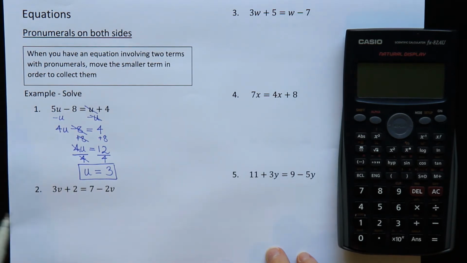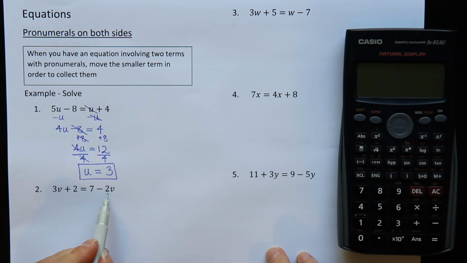Question 2. 3v plus 2 is equal to 7 minus 2v. So I have pronumerals on both sides. I have 3v and I have a negative 2v. Which one is smaller? Well, negative 2 is smaller than 3, so this one is smaller. So that's the term that I want to move.